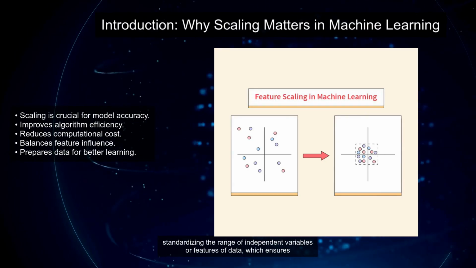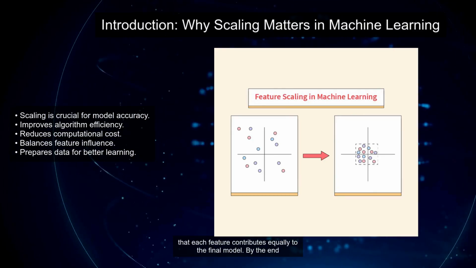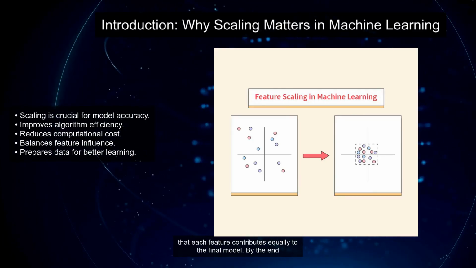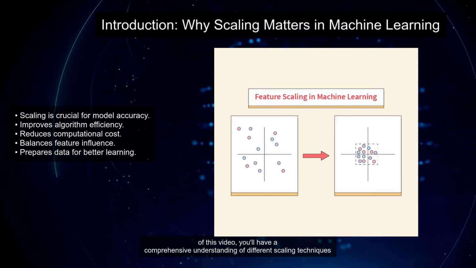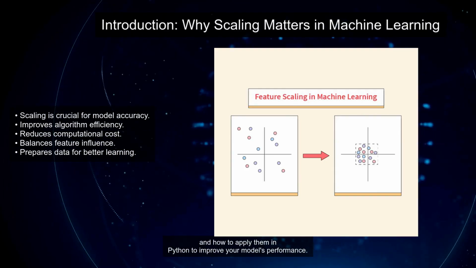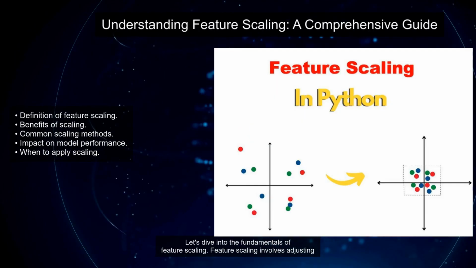Scaling helps in standardizing the range of independent variables or features of data, which ensures that each feature contributes equally to the final model. By the end of this video, you'll have a comprehensive understanding of different scaling techniques and how to apply them in Python to improve your model's performance. Let's dive into the fundamentals of feature scaling.